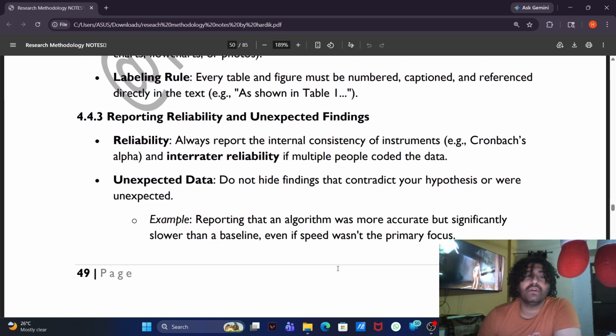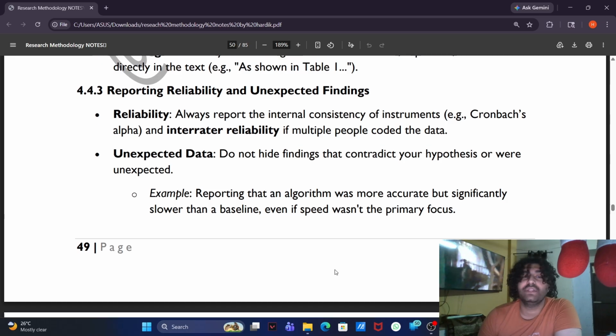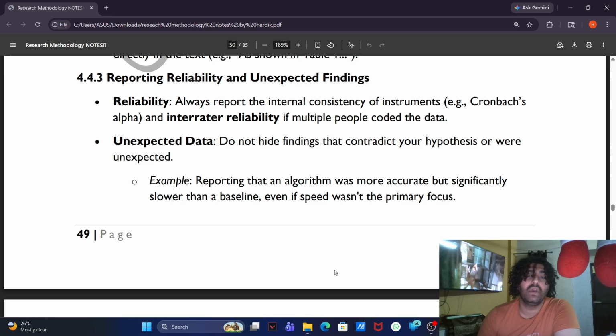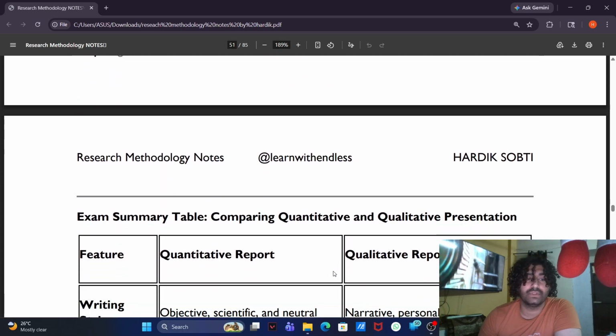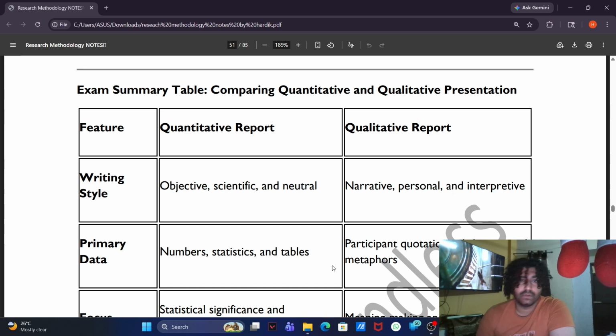Next topic, reporting reliability and unexpected findings. Reliability: always report the internal consistency of instruments. Example, Cronbach's alpha and inter-rater reliability if multiple people coded the data. Unexpected data: do not hide findings that contradict your hypothesis or were unexpected. Example, reporting that an algorithm was more accurate but significantly slower than a baseline, even if speed wasn't the primary focus.